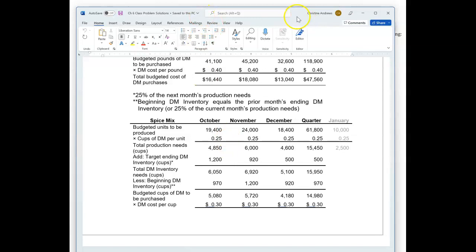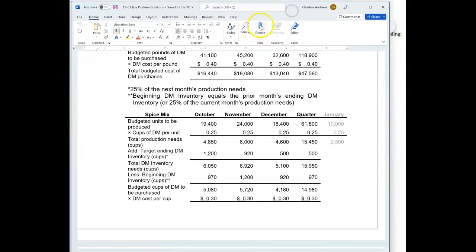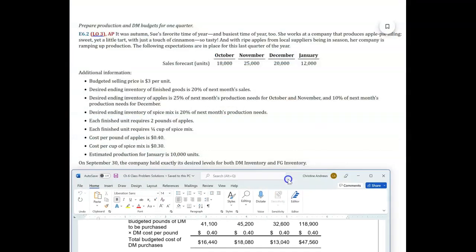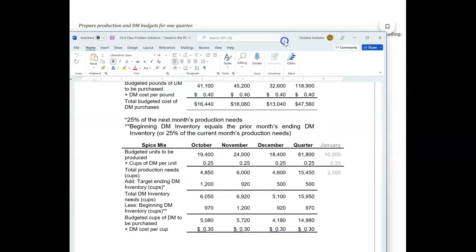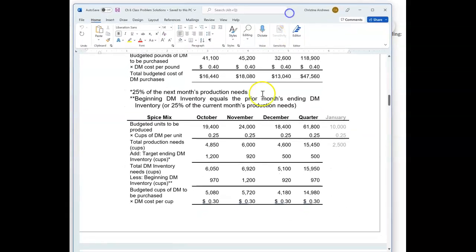Let's look at it: the desired ending inventory of spice is 20% of next month's production. So our production needs for next month are 6,000 cups. 20% of that is 1,200. 20% of 4,600 is 920. And here's our 10,000 units that they gave us. The 10,000 to be produced times a 1/4 cup gives us 2,500 cups. 2,500 cups times 20% is 500.